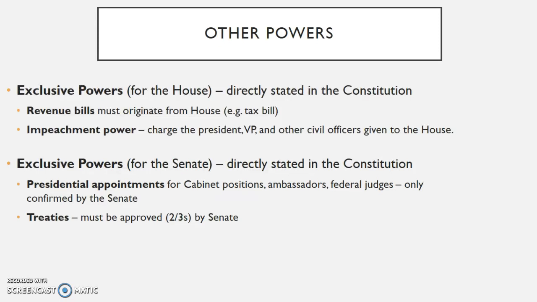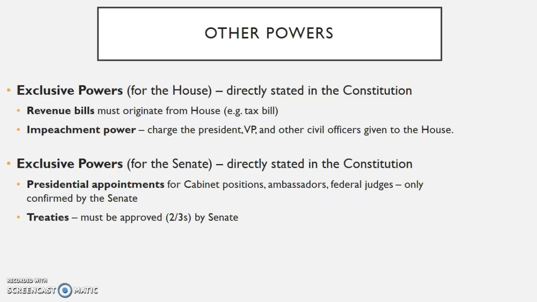So the House has that sole responsibility, if it chooses to do so, to bring up a government official on charges. Now, similar to the House having powers that are exclusive to them, the Senate also has exclusive powers, and these are also directly stated in the Constitution. In particular, the presidential appointments. So the president is always going to be appointing the secretaries for the cabinets, ambassadors, federal judges, and they have to be confirmed by the Senate.